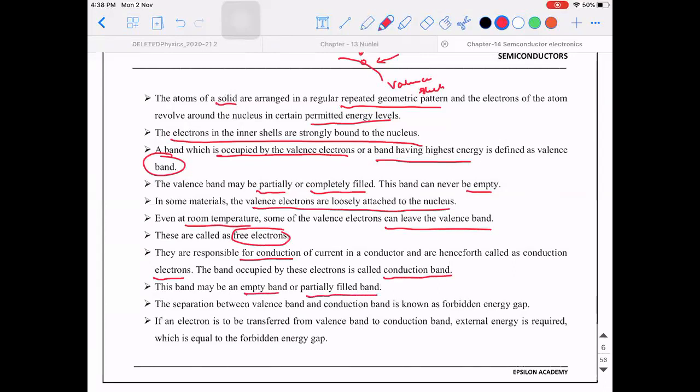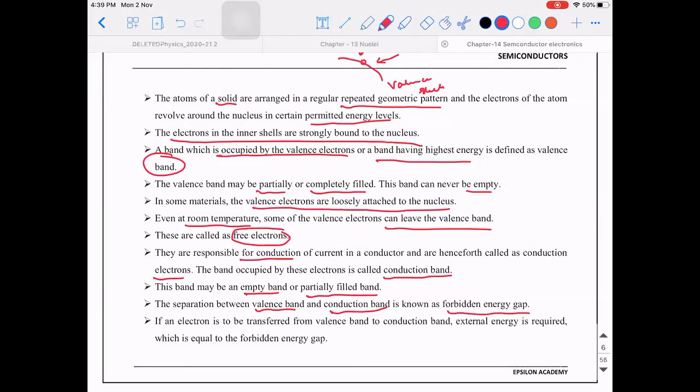This band may be an empty band or a partially filled band. We call it an empty band because in the case of insulators, it might be impossible for you to push the valence electrons into the conduction band because they do not show the property of conduction at all. That is why it can either be empty or partially filled. The separation that exists between the valence band and the conduction band is known as the forbidden energy gap. To put it in other terms, it is the amount of energy we need to supply to the electrons in the valence band to jump into the conduction band. So that's what is written here.